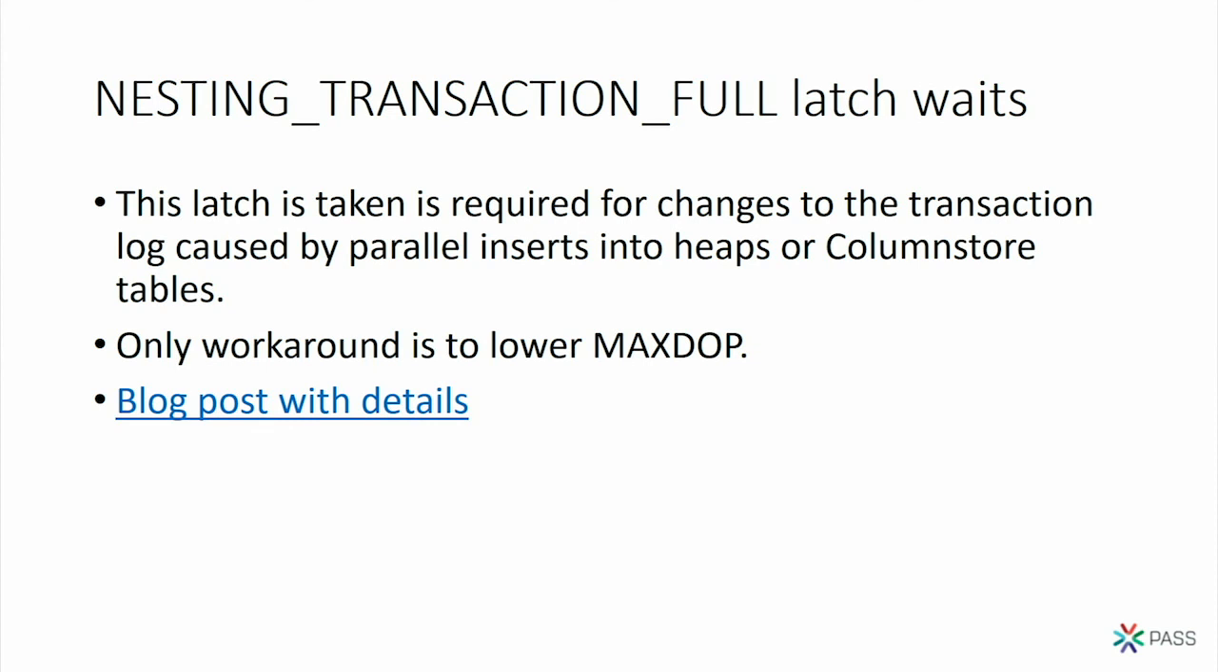There's a latch called nesting transaction full. This latch is required for parallel inserts in the heaps or columns or tables. This can be a big bottleneck depending on what type of data you're inserting, how much work there is to insert per row. So this is a reason why going above max stop 8 for the most part for parallel inserts is not a good idea. You eventually hit a wall with this latch and your query speed doesn't get any faster. I've got a blog post about this. There is no workaround except lower max stop, but who wants to do that, right?